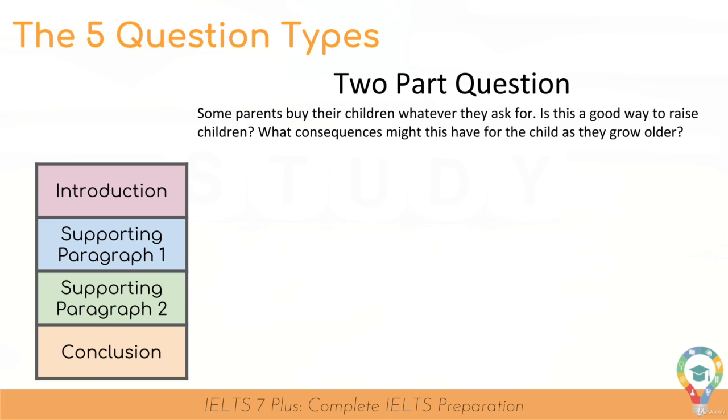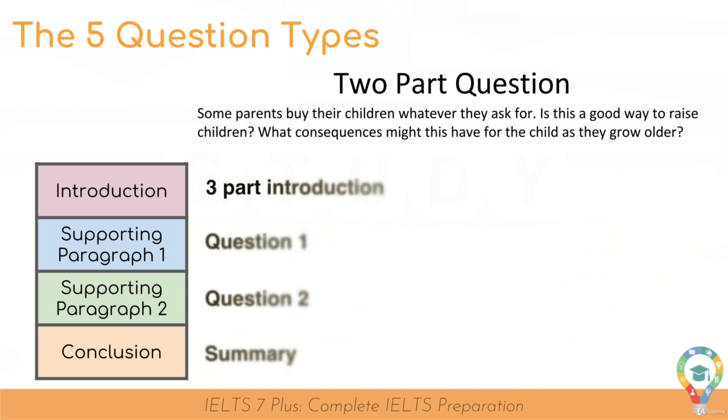Now, it's quite easy to see that there are 2 questions or 2 question marks in this question type. So our structure has to change slightly to address this. Let's see the structure now. Of course, the 3-part introduction remains the same. Our first supporting paragraph is for question 1, and our second supporting paragraph is for question 2. And in our conclusion, we summarize and don't give an opinion.